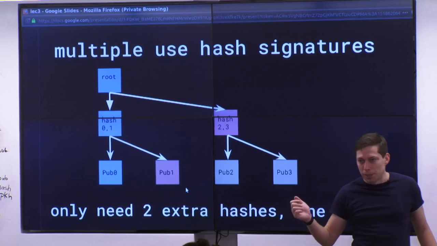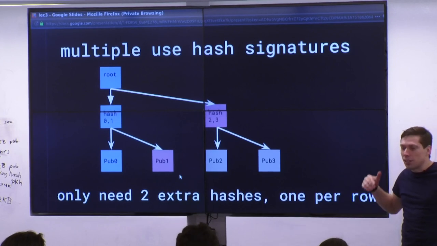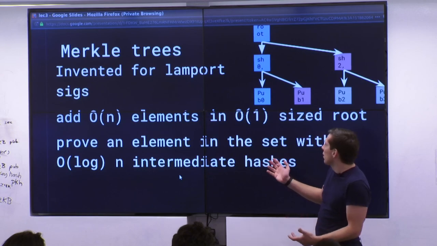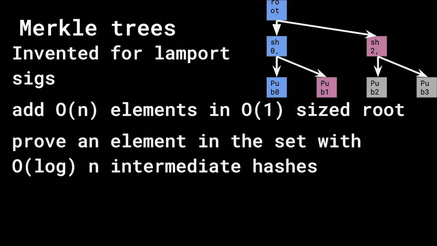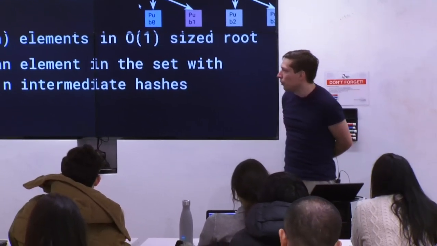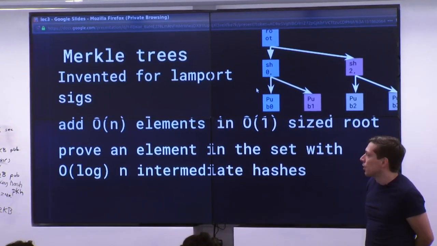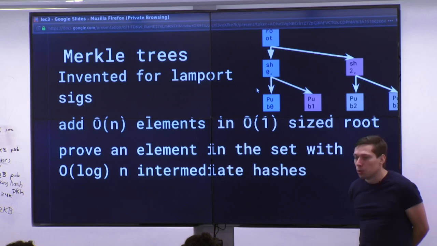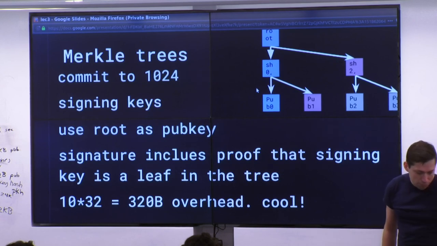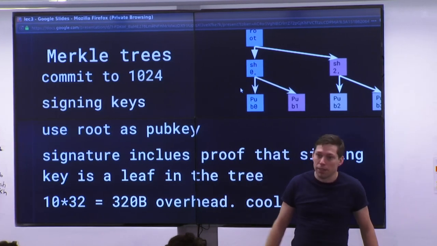So that saves some space. It doesn't save that much space when you only have four, but it saves a lot of space when you have 1,000. You can add O(N) elements and the root stays the same size. The root stays 32 bytes, regardless of how many leaf nodes you have. And you can prove an element with O(log n) intermediate hashes. So if you have 1,000 keys, your root stays 32 bytes, and your proofs are not too big: 320 bytes of overhead, which is much smaller than a signature.